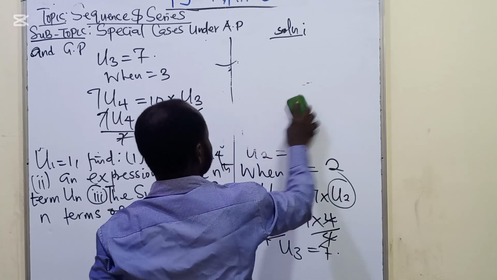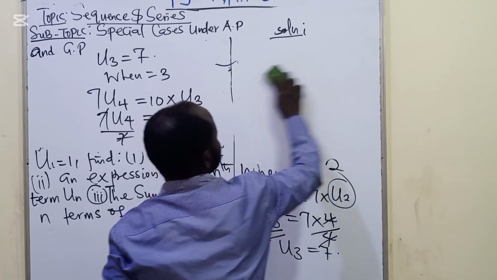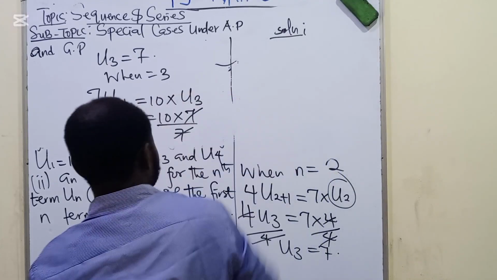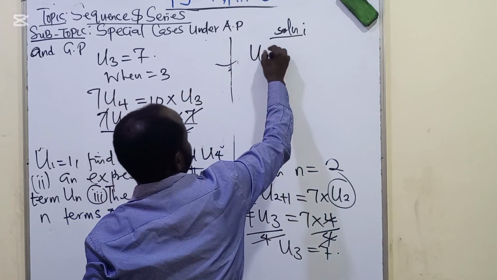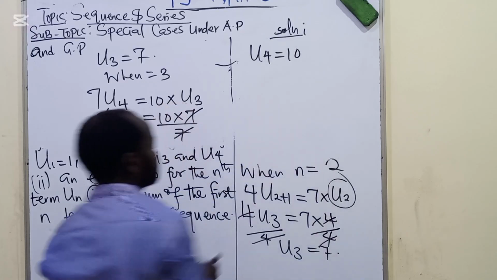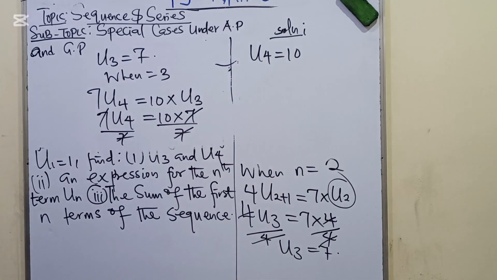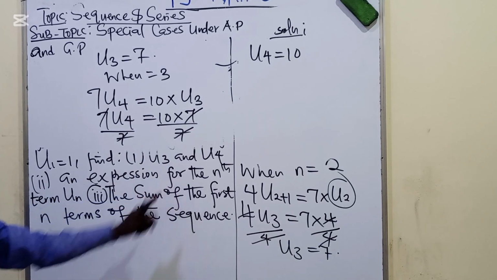The fourth term is nothing but 10. So from here, we are through with Roman numeral 1. The next question asks for an expression for the nth term.